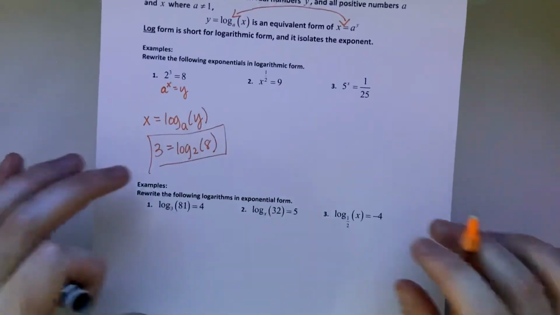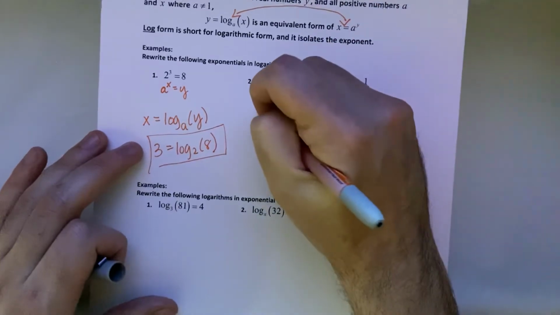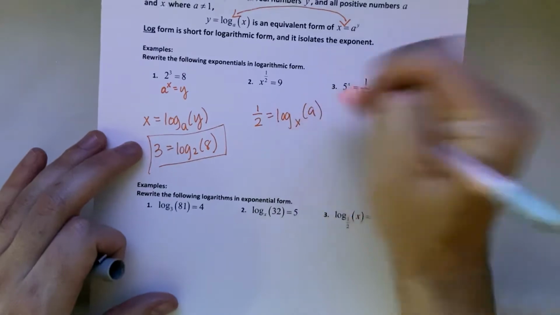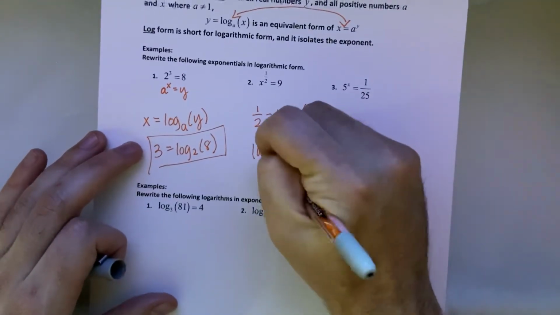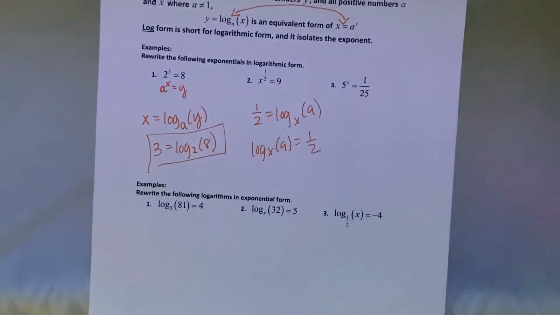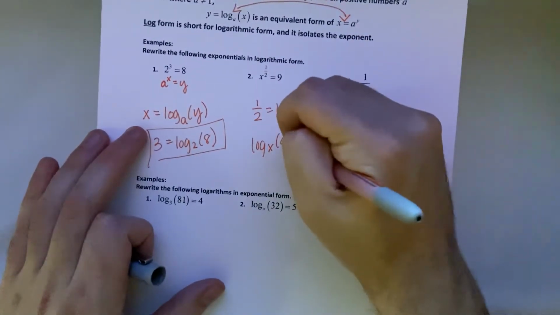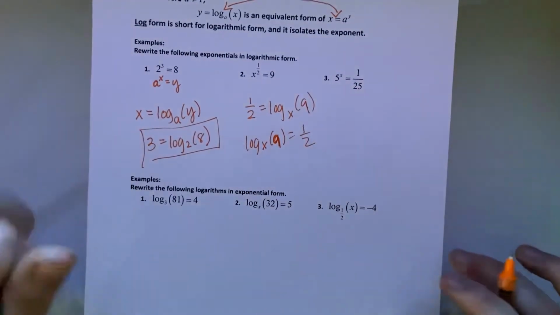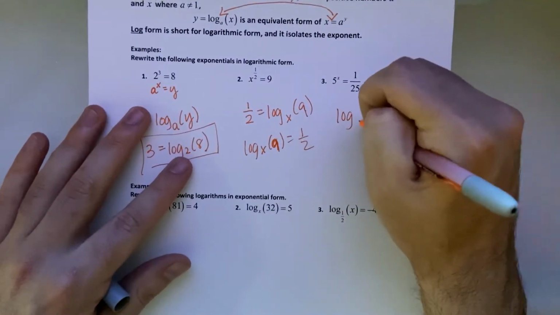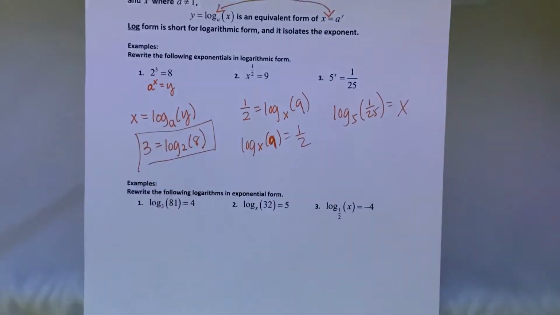And all we're doing is rewriting for now. x to the 1/2 equals 9. We get 1/2 equals log base x of 9. Now you can also write it as log base x of 9 equals 1/2. These two are also the same. The order doesn't matter as long as you get everything in the right place. I know this 9 looks like an A, so let's make sure it's clearly a 9. 5 to the x equals 1/25. Rewrite it: log base 5 of 1/25 equals x.